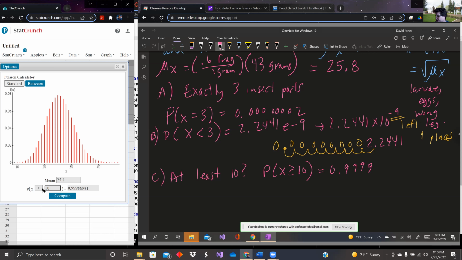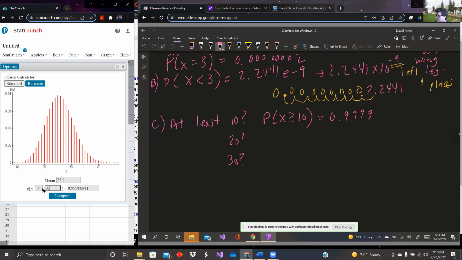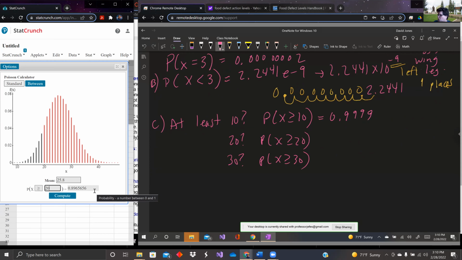What about 20 or 30? Like, when does this probability get low? Well, we can check it. 20 is at 0.89656, which is 89.66%. So at least 20 fragments is still likely.